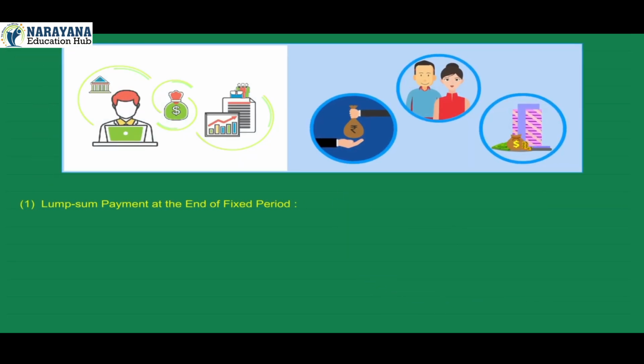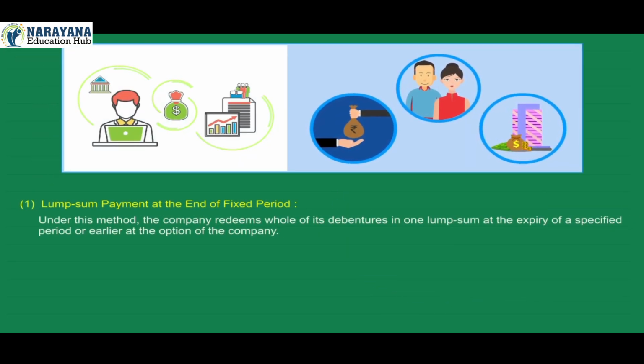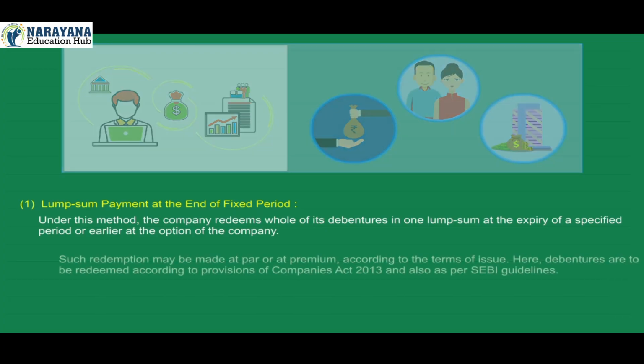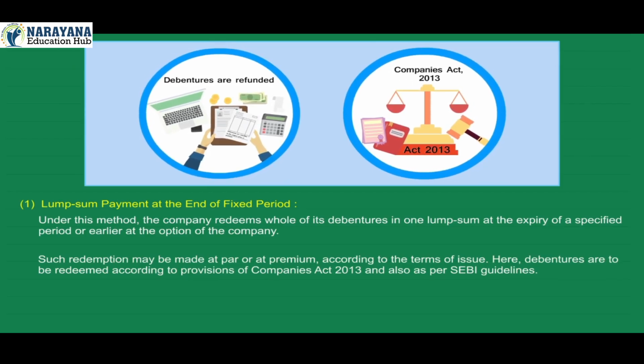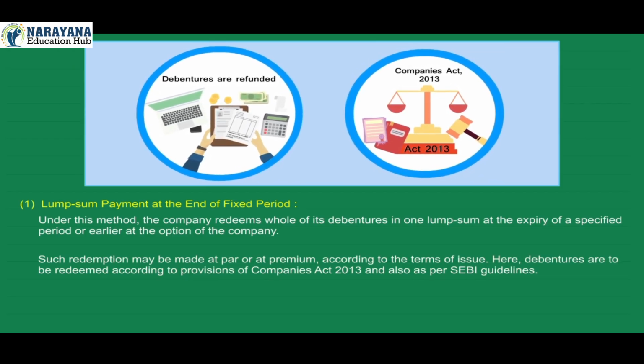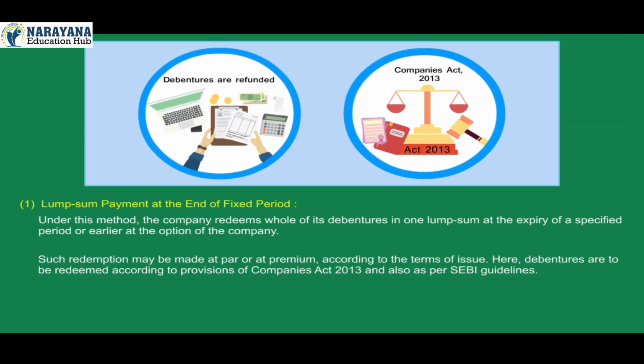1. Lump sum payment at the end of fixed period. Under this method, the company redeems the whole of its debentures in one lump sum at the expiry of a specified period or earlier at the option of the company. Such redemption may be made at par or at premium, according to the terms of issue. Here, debentures are to be redeemed according to provisions of Companies Act 2013 and also as per SEBI guidelines. The journal entries in this method are as follows.